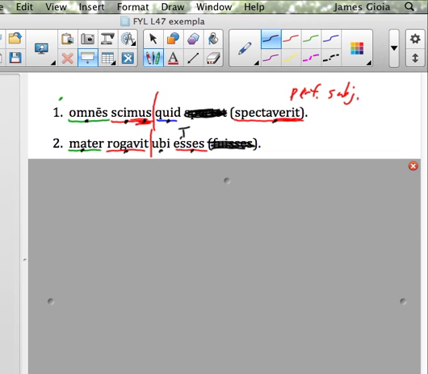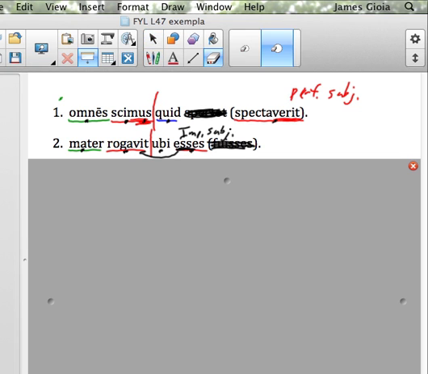Note, this is an imperfect subjunctive. We know that because it has the infinitive esse right in there. Look at that infinitive esse, plus an ending, that's an imperfect subjunctive. The time relationship between these two is the same. Mother asked where you were.